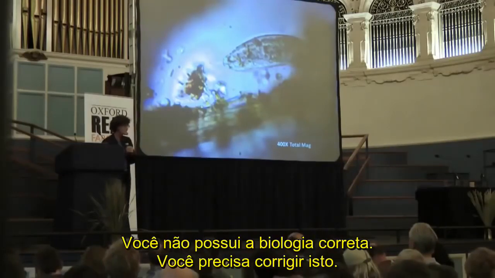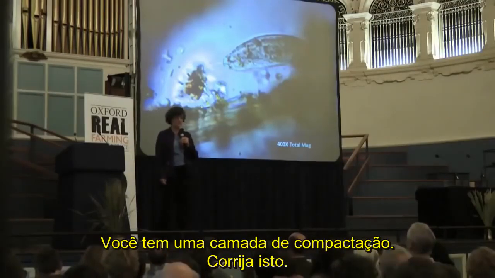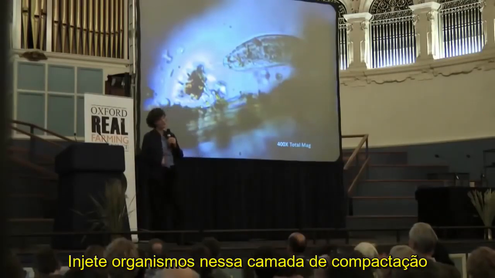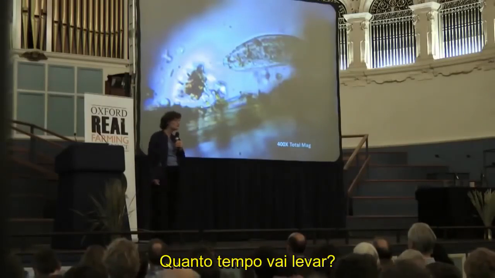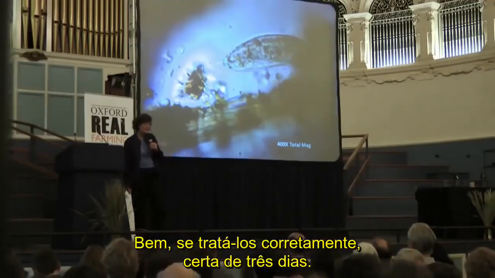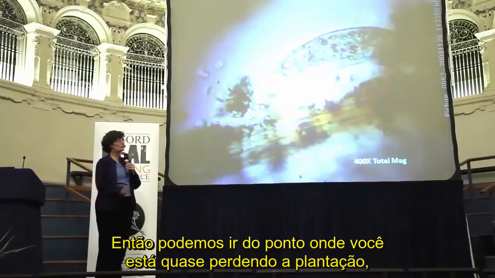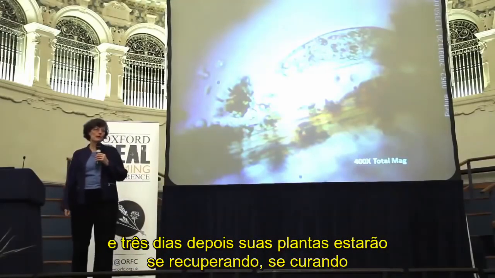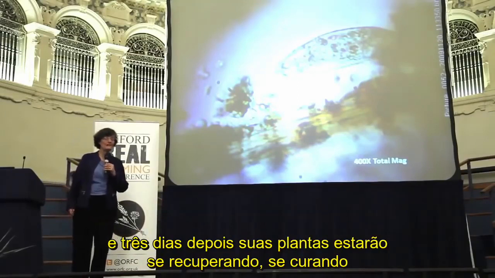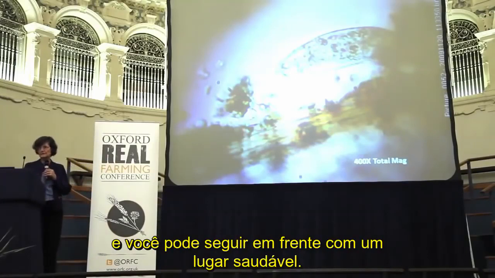You're going to have to fix this problem. You've got to get oxygen back into your soil. You've got a compaction layer. Go fix it. Inject the organisms into that compaction layer. Let them rebuild it. How long does it take these organisms to rebuild? Well, if you're treating them right, it takes them about 3 days. So we can go from a place where you're about to lose your crop, and 3 days later, your plants are recovering, they're regaining health, and you can continue on to a place where you don't have the damage.